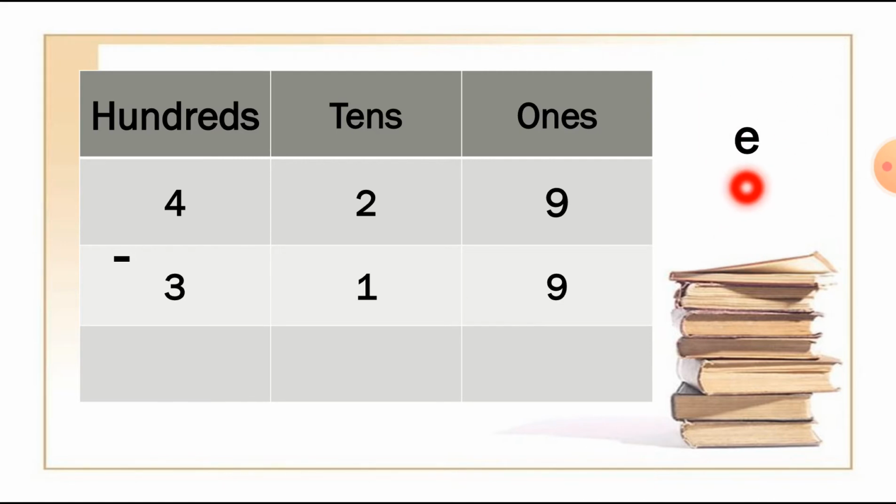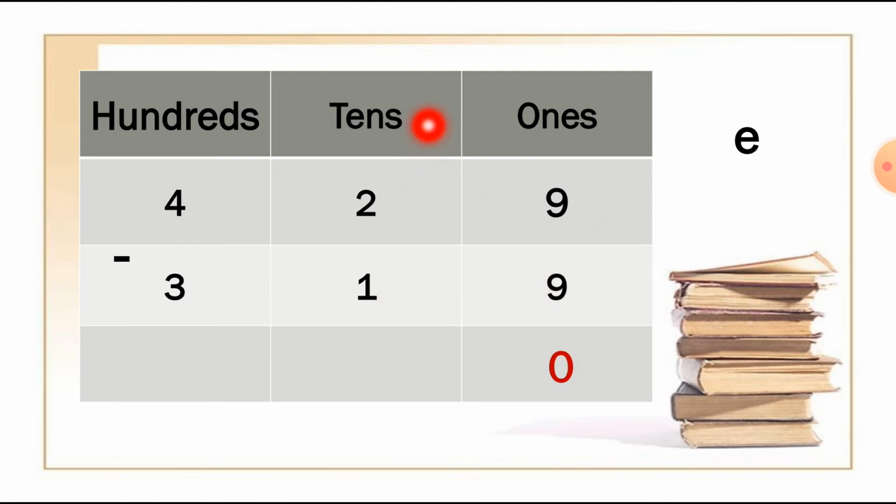Now let's move to the sum number E. Here, 429 minus 319. Now let's start to solve this sum with the ones column. Here 9 minus 9 is equal to 0. So 9 minus 9, the answer is 0. Whenever we subtract equal numbers, we get the 0 answer only.